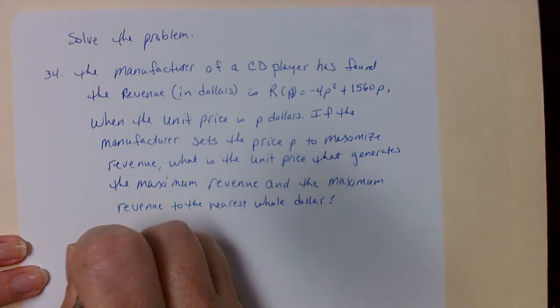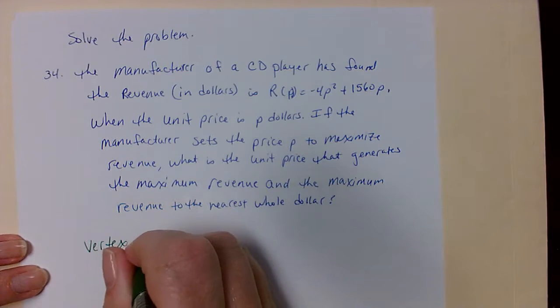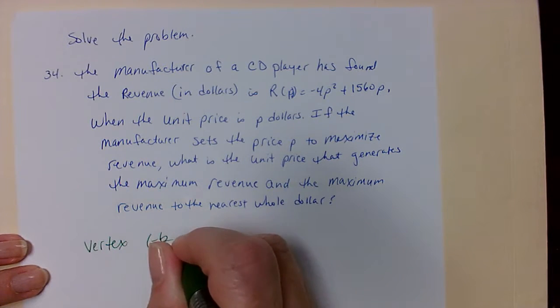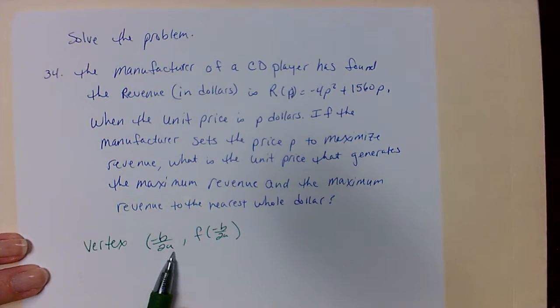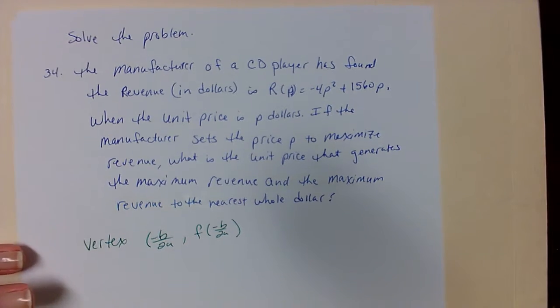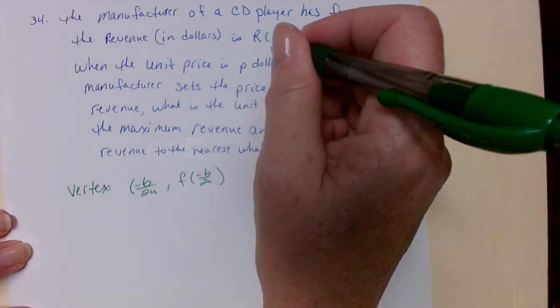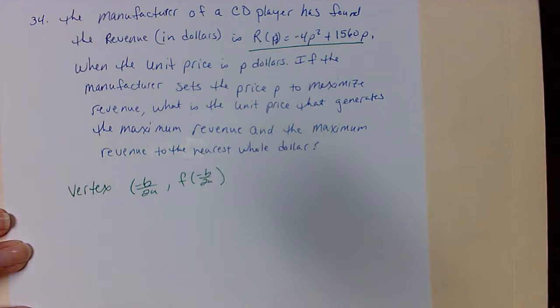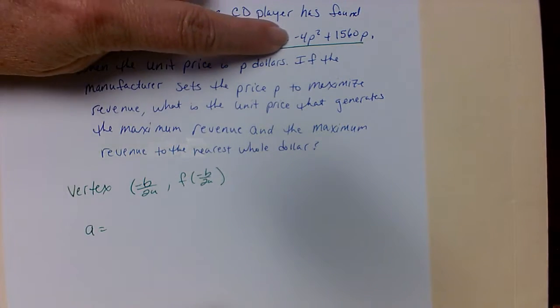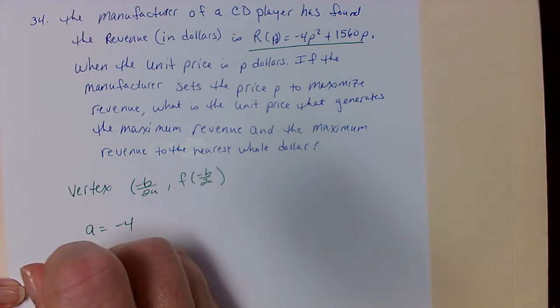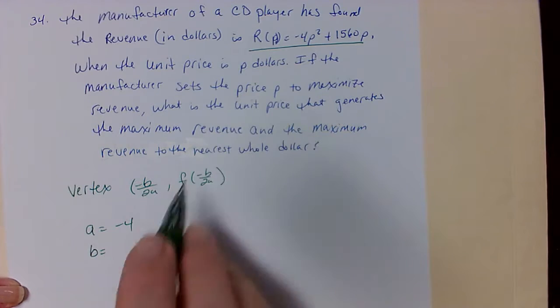So the vertex formula, which will help us figure out a max and a min, is negative b over 2a, with the function of negative b over 2a. So what that means is we find this part and then plug it back into our function. So we have the function right here of R of P equals negative 4P squared plus 1560P. What we need to do is find our a and b values and plug them into our formula. So in this case, our a is equal to negative 4 and our b is equal to 1560.